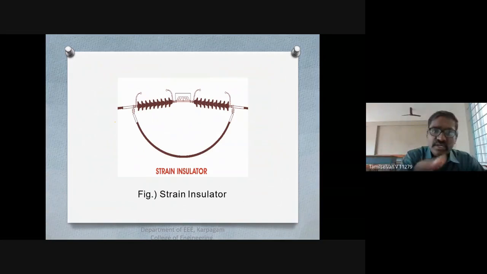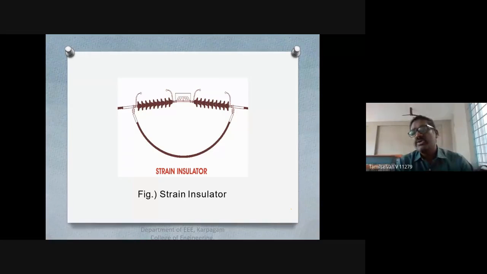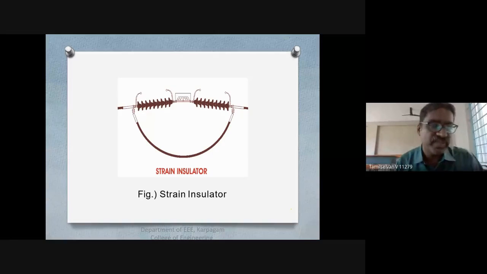So this you can also call your strain insulators. Where we have the poles and there is a sharp curve or a corner, there we use this type of strain insulators.